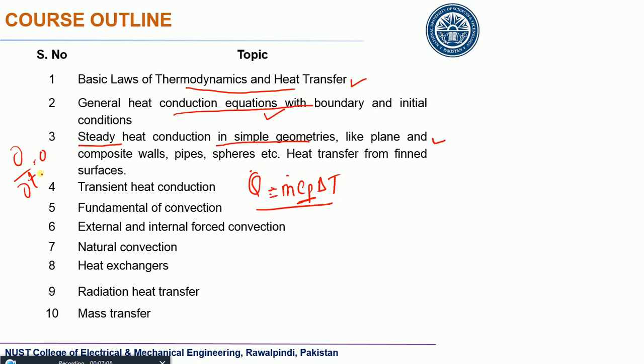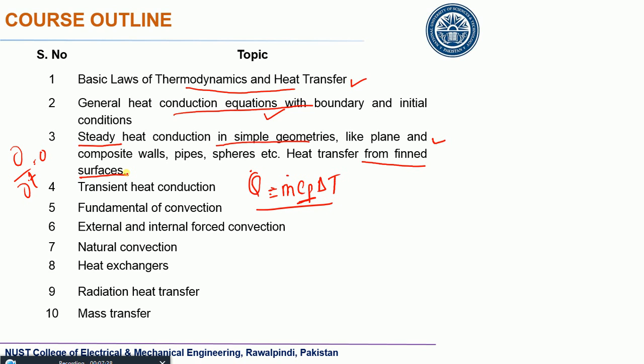Isn't it? You remember that? So by partiality of any physical quantity, that is 0. So we will be talking about this steady heat conduction in different geometries, which includes plane, composite walls, pipes, spheres, cylinders, etc. And then this is one of the very important applications.